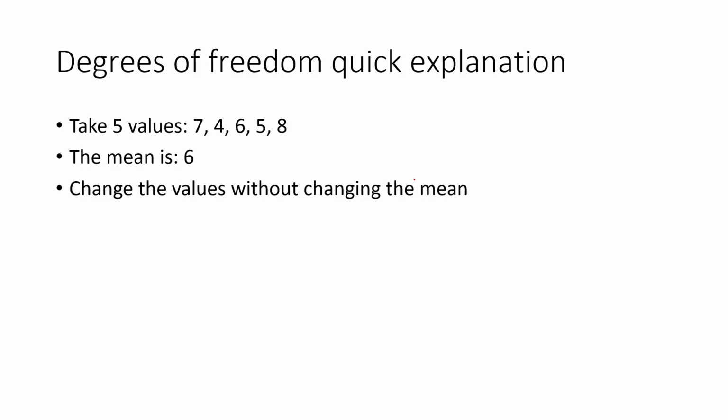Well, let's take this quick example. So we have 5 values here, 7, 4, 6, 5, 8, and we found their mean, which is 6. Okay, so let's say we wanted to change the values without changing the mean. Well, we can take the 7 and make it 3, all right? We can take this 4 and make it 6. We can take this 6 and make it 2. We can change 5 to 7, if you want.